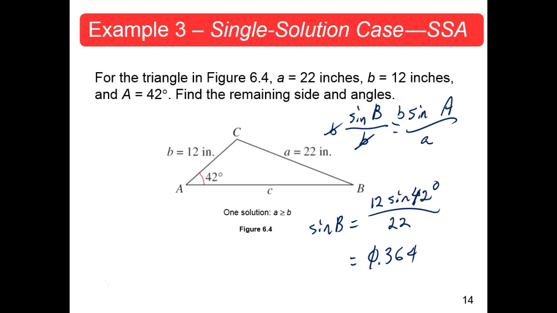Sine of it? The inverse sine of it. The arc sine, exactly. You take the arc sine of sine B, and you take the arc sine or inverse sine of that, and you lose the sine, that gives you B. And here when you do the inverse sine of 0.364, what do you get?